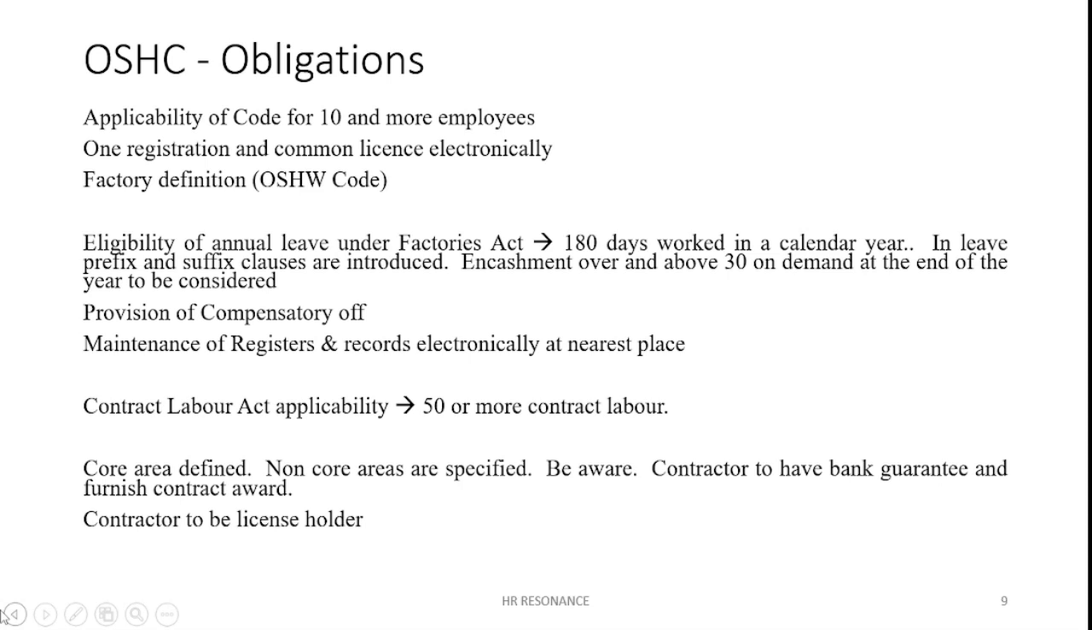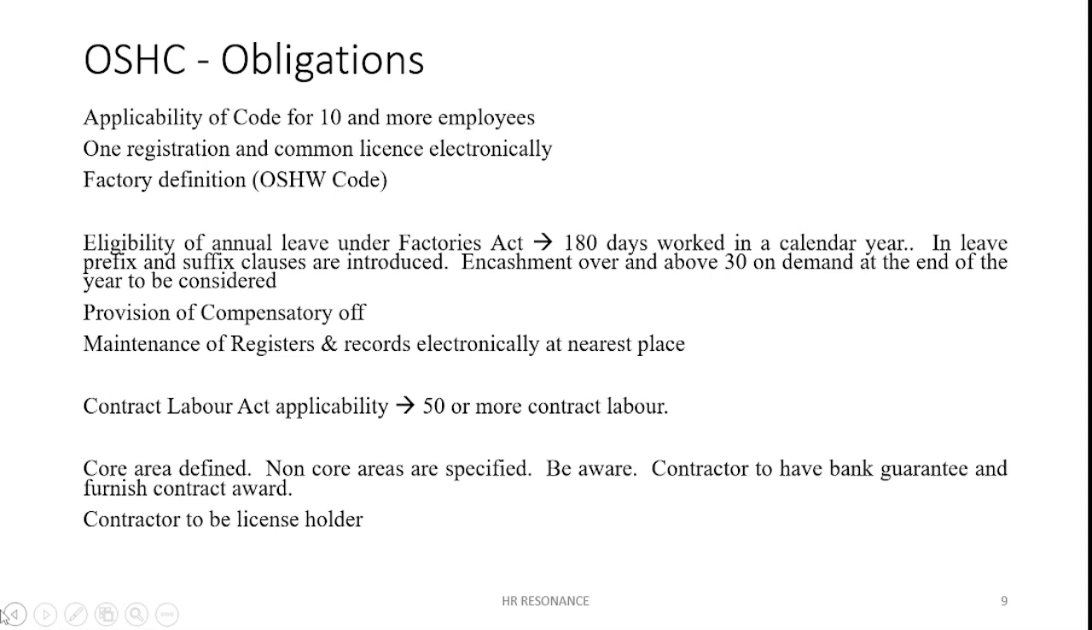As far as the encashment of annual leave is concerned, so far the law was silent. Here we can see the mention, be aware. Then the provision of compensatory off also exists. Maintenance of registers and records electronically, and they should be kept at the nearest place and should be available to the facilitator. Then Contract Labor Act applicability is enhanced from 20 to 50 or more contract labor.